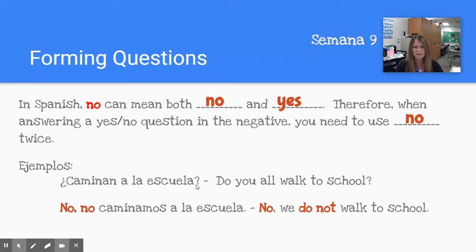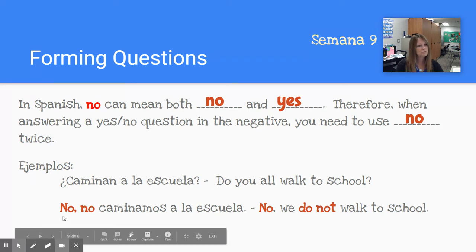¿Caminan a la escuela? Do you all walk to school? No, no caminamos a la escuela. No, we do not walk to school. So this no really serves as a do not. If you didn't have the no here, it would be like, no, we walk to school.